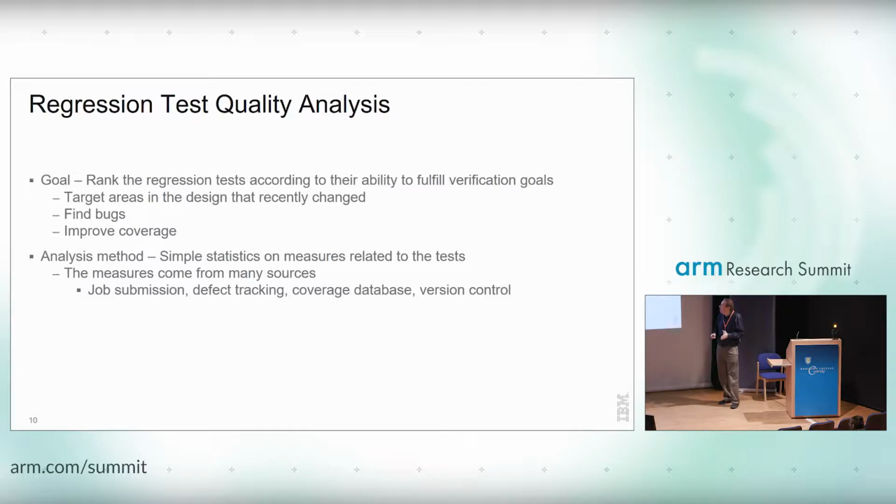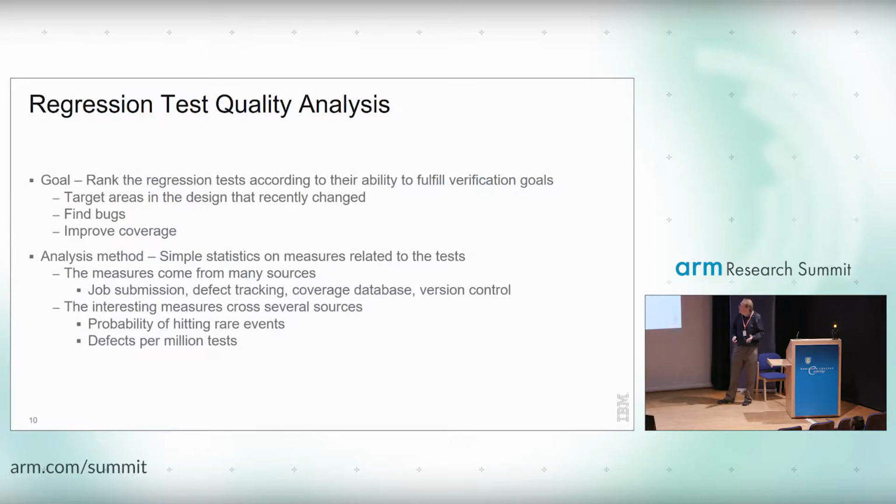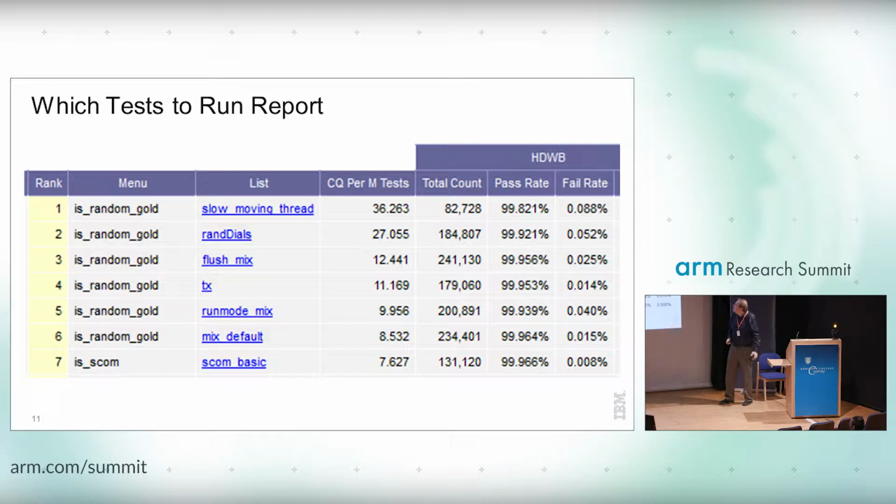The problem is that I have the data coming from many resources: job submission tells me how many runs of test A, test B, and so on I had, defect tracking tells me how many bugs I found and which test found them, and there is coverage, and so on. So what I'm going to do is maintain a sort of probabilistic matrix that tells us the probability of hitting rare events, and how many defects I'm finding. This is what I'm going to display, and this is how such a report looks.